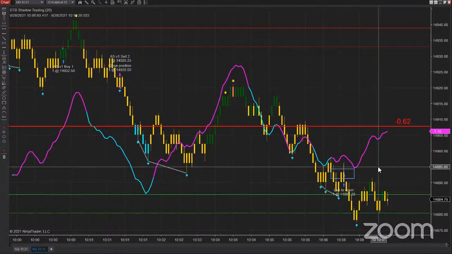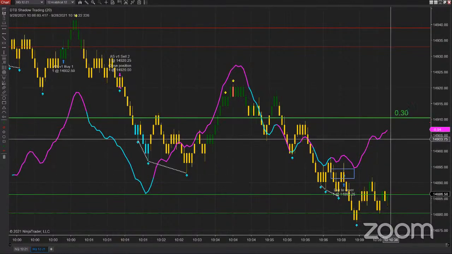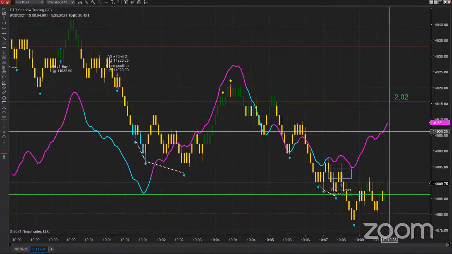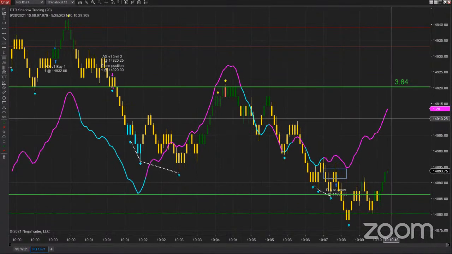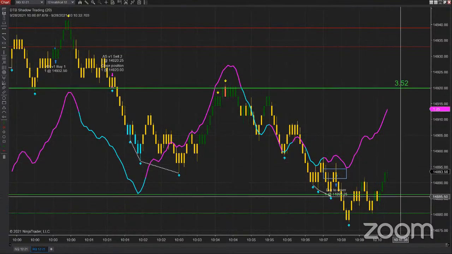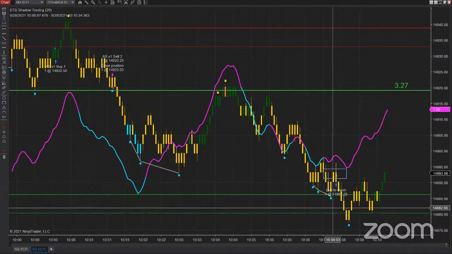Look at that. So there we go. You see how the buyers are now going to start taking over. There we go. Look at this momentum line, how it's facing up. That's going to suck this price up. That's just what this does. So this, again, is the perfect signal for shadow trading.